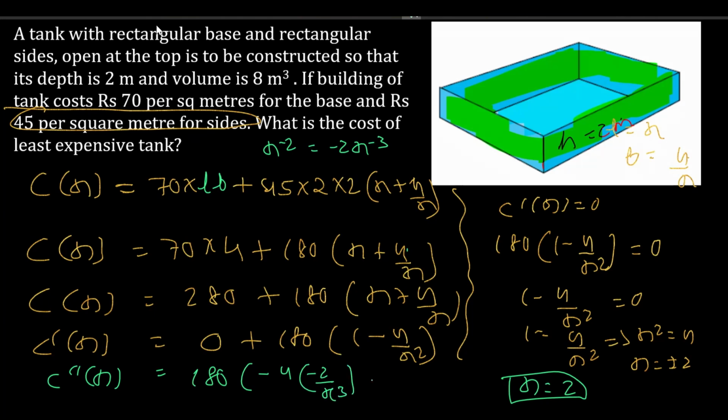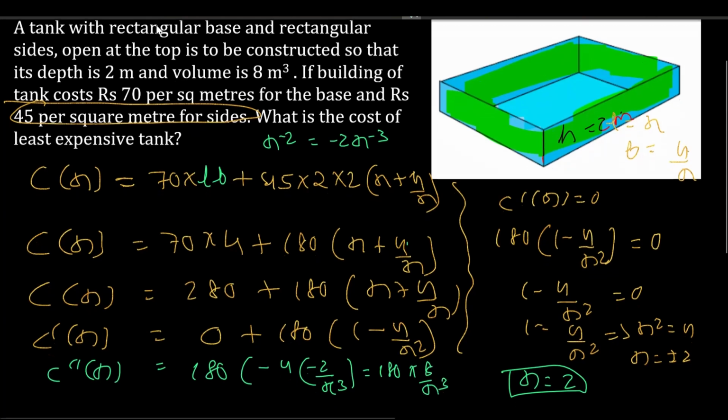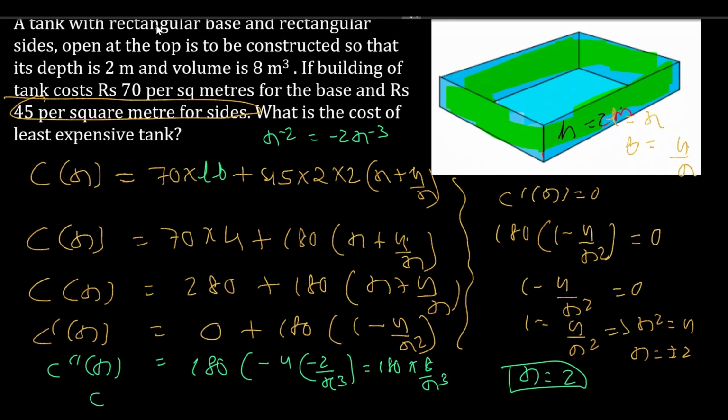As you can see, we are getting a positive value. From here you can figure out that this is positive, that is 180 into 8 over x cube, x being positive. Therefore we can say that this second derivative is greater than 0. Therefore it is a minima. Once we got x, now we have to find out the cost of the least expensive tank.